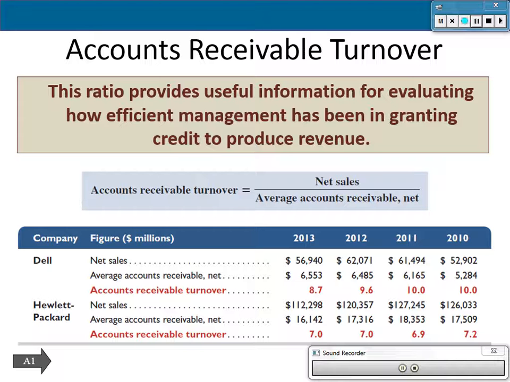What does it say there? It's in red. What's the accounts receivable turnover? What does it say there? 7. So it takes them an average of 7 days. Where is it? It takes Dell how many days? 8.7 or almost 9 days.